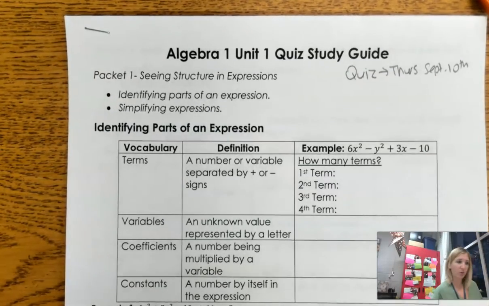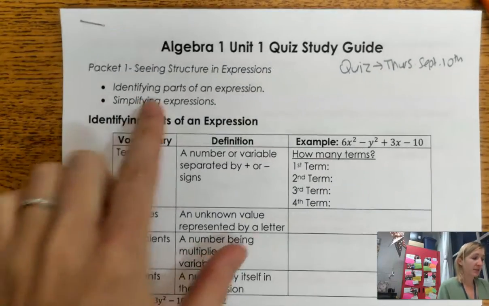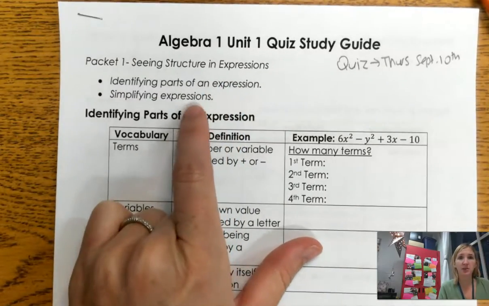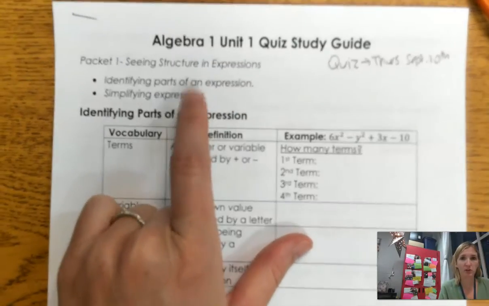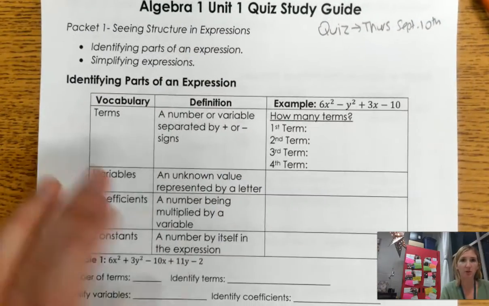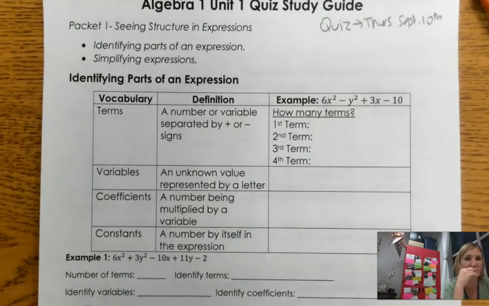You've had 3 guided note packets. Packet 1, seeing structure and expressions. The main things we did here were identifying parts of an expression and then simplifying expressions. Let's start off with identifying parts of an expression.